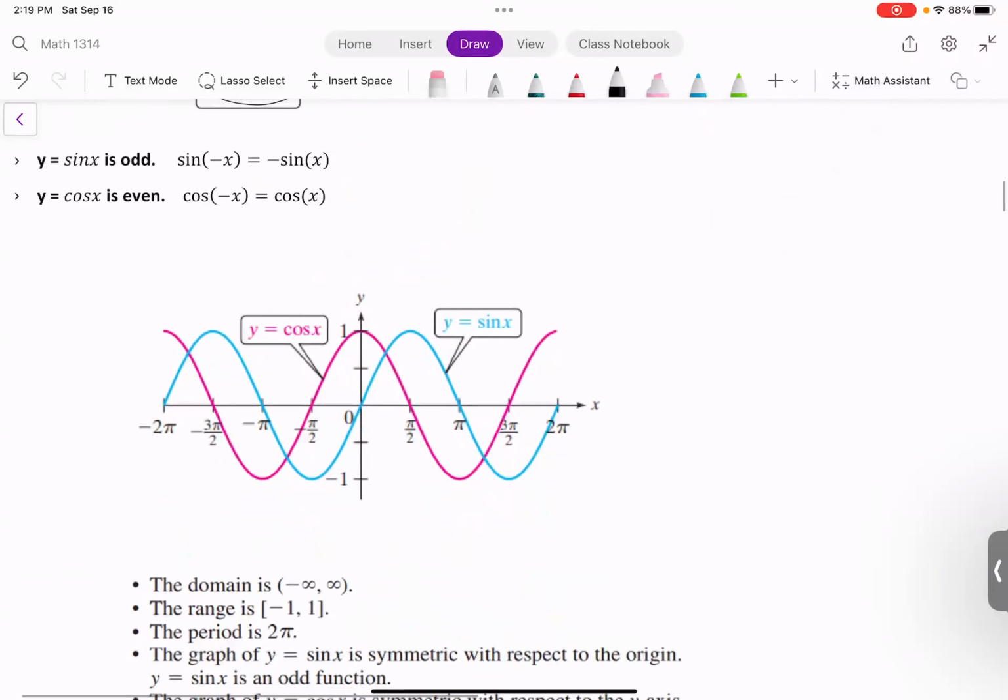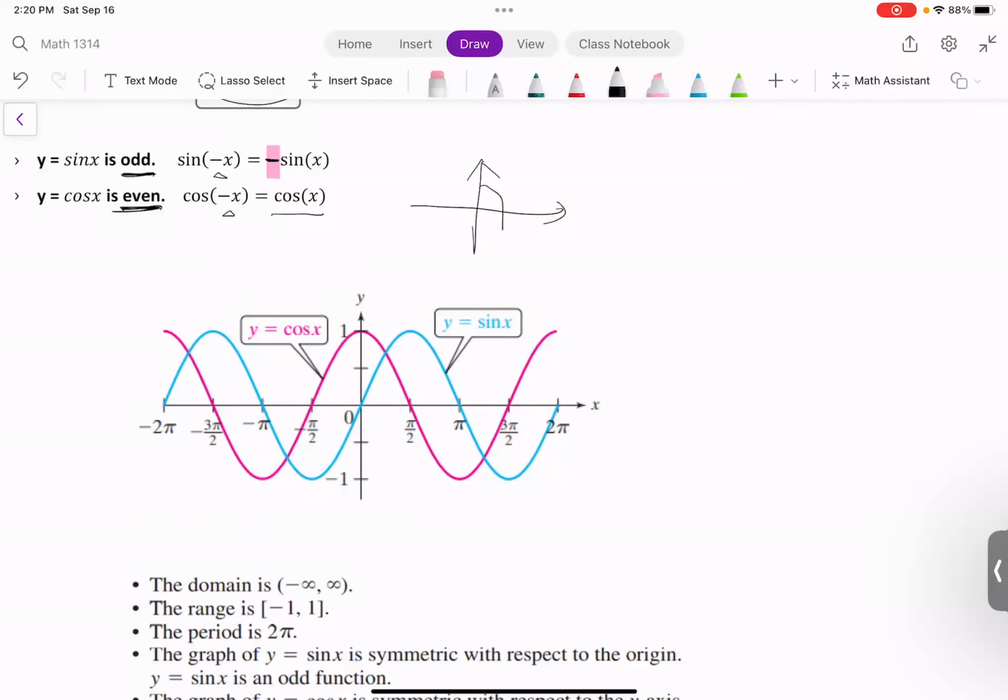Next one, let's see, y equals sine x is an odd function. That means sine is an odd function. If I input negative x, then I have negative sine x. And cosine is an even function. So cosine input negative, then there is no negative. So if we have an odd function, it's symmetrical along the origin. And the even function means my function is symmetrical along the y-axis.